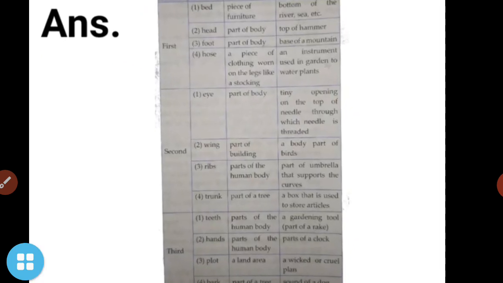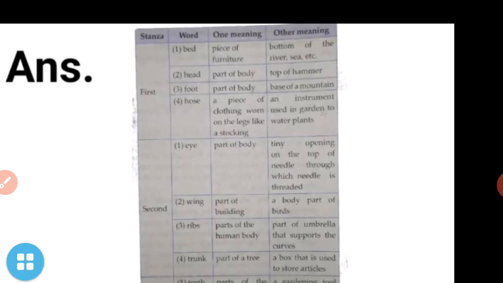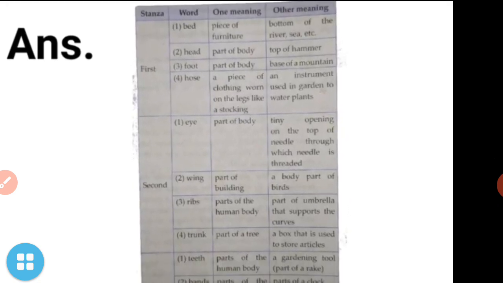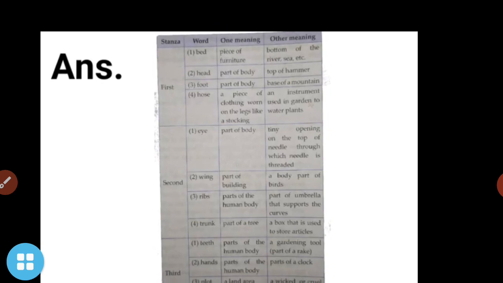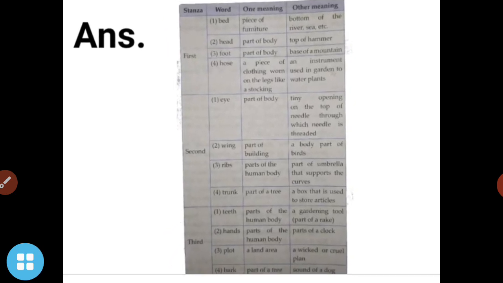So in this also you have to just zoom the screen and check out all answers. First in this you have to just pause the video and zoom your screen and you can note down the answer for your reference.